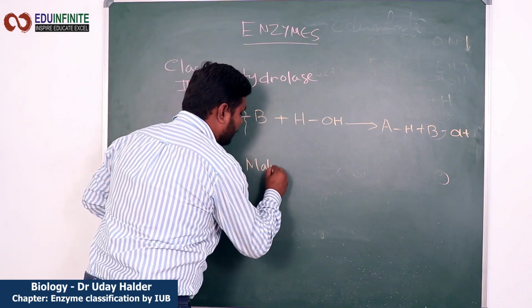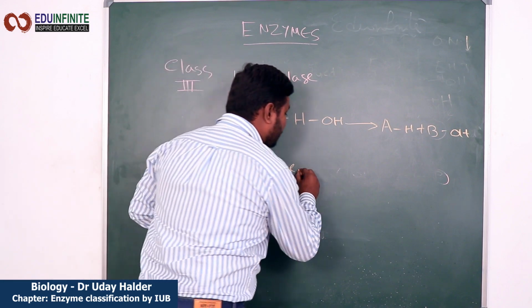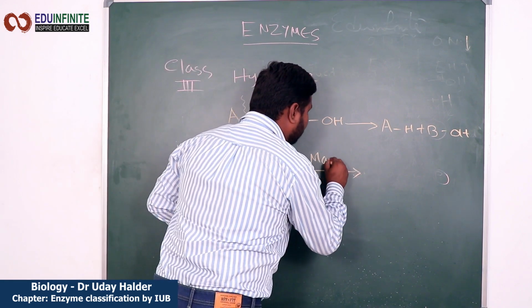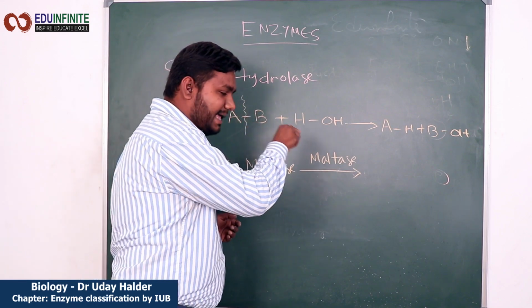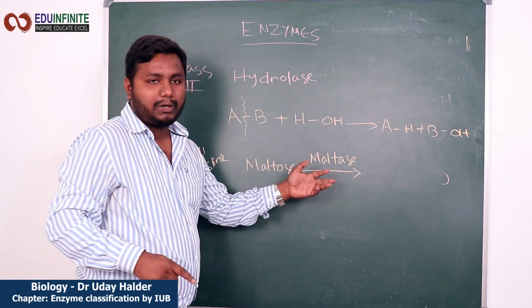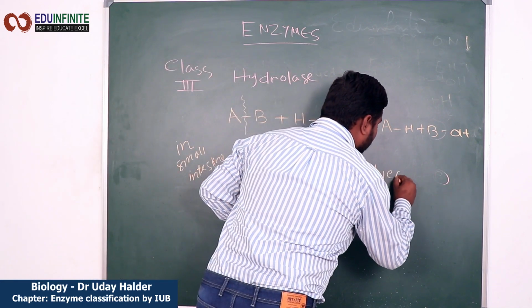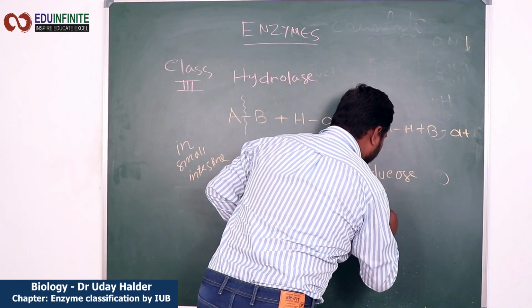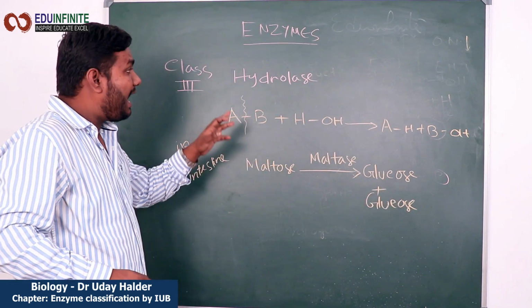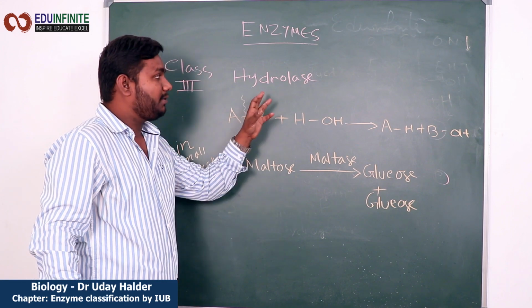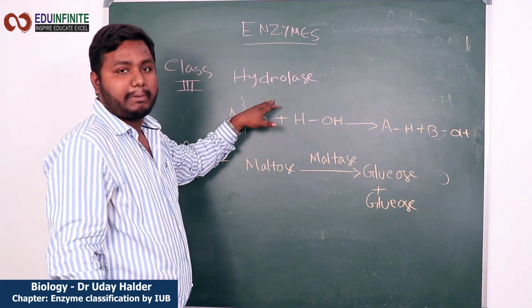Maltose, which is a disaccharide molecule, is broken down by the enzyme called maltase. You know, the names of enzymes end with ASE. The maltose is broken down into 2 glucose by the maltase enzyme. And this is actually a hydrolytic process. A hydrolase enzyme is required for this. This maltase you see here is a hydrolase type of enzyme.